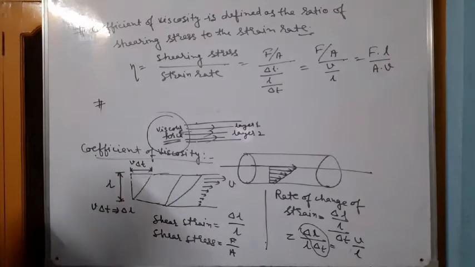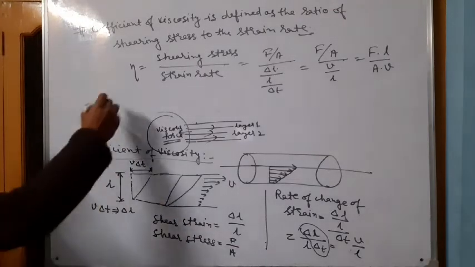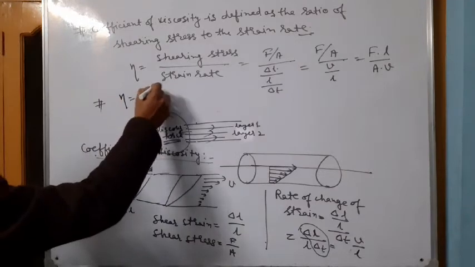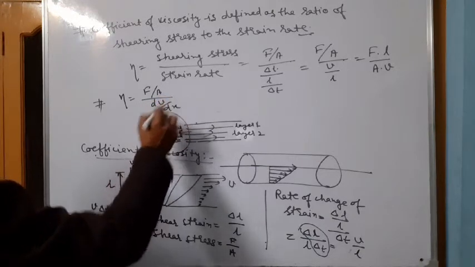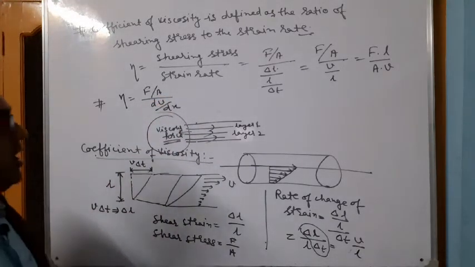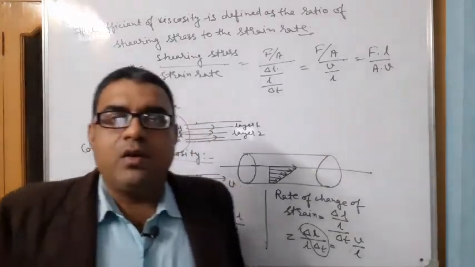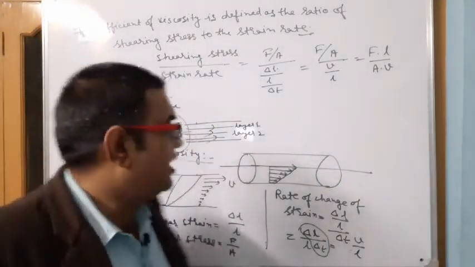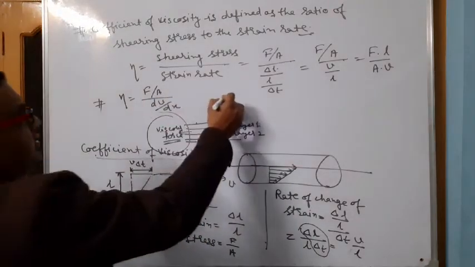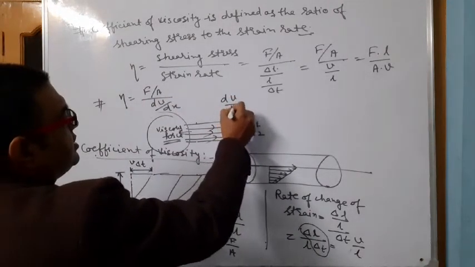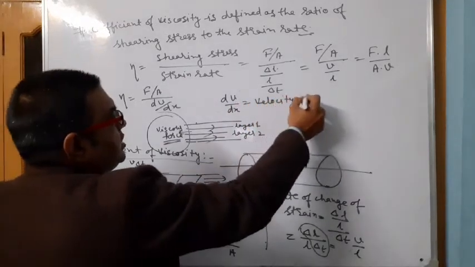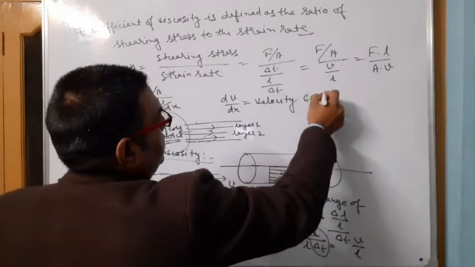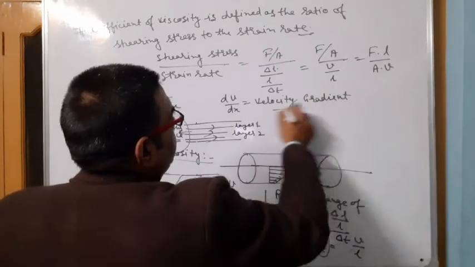We can write the coefficient of viscosity as F upon A divided by dv upon dx. Here dv upon dx means the velocity is changing along the x direction, and this is called the velocity gradient.